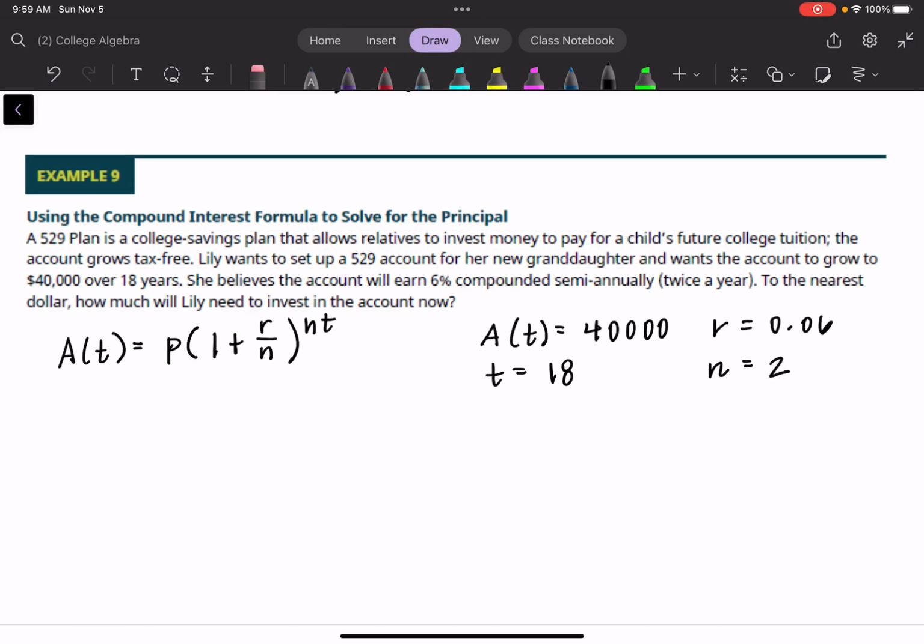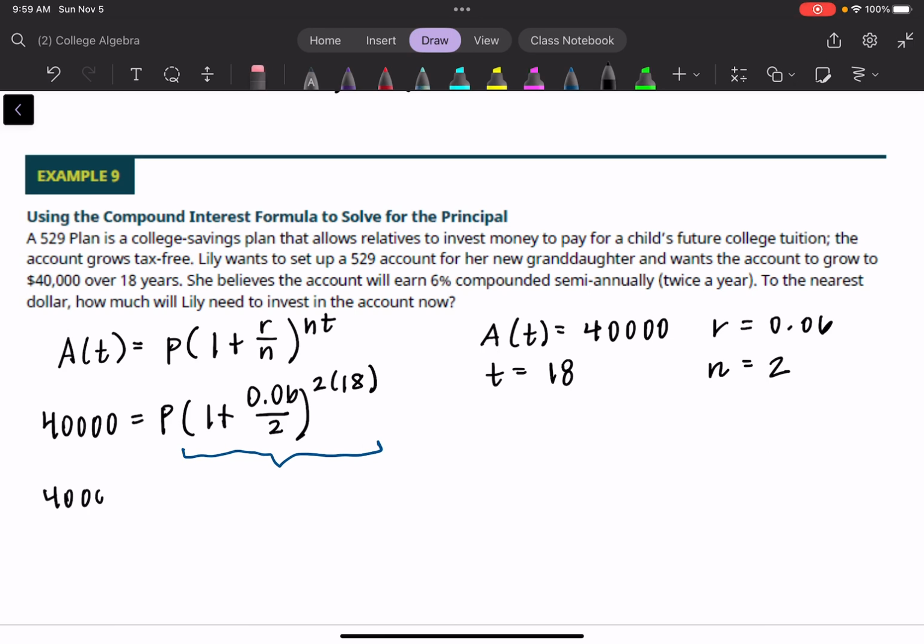So let's plug all these values in. This will be 40,000 for the account value. We don't know P. 1 plus 0.06 divided by 2, to the N times T, so that's 2 times 18. Again, for the order of operations, we need to remember all of this needs to be handled first. And then we'll be able to simply solve for P using the normal algebraic methods.